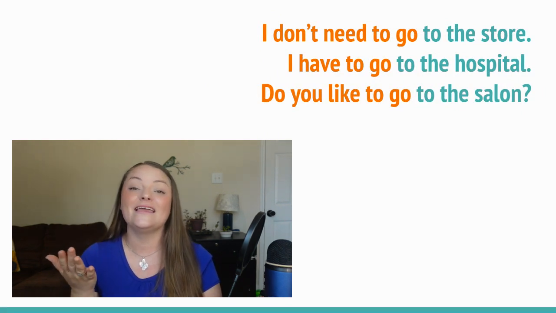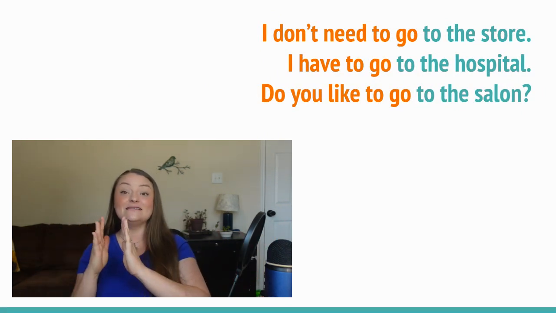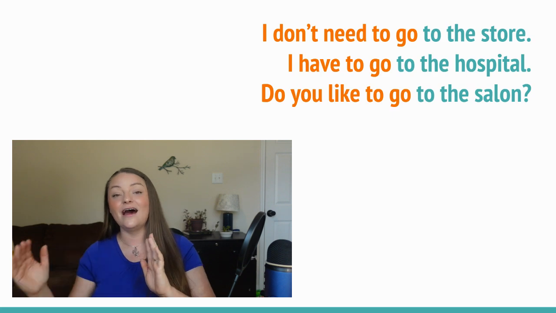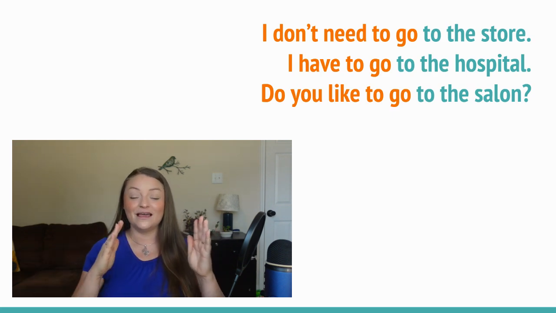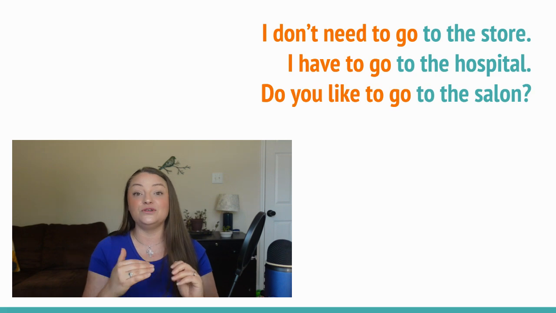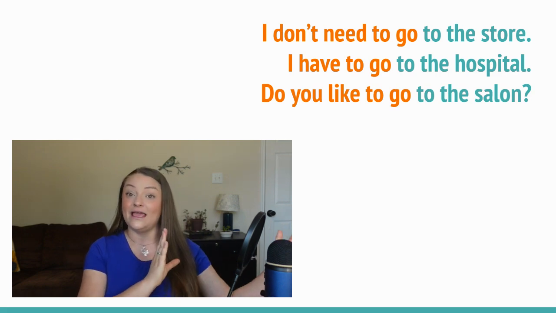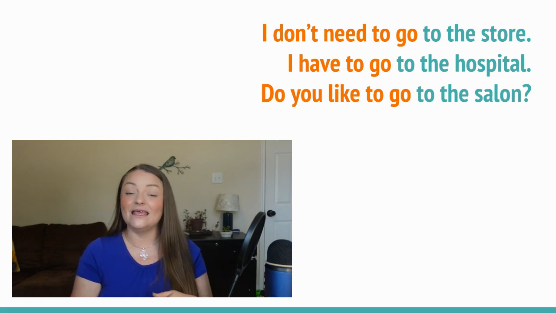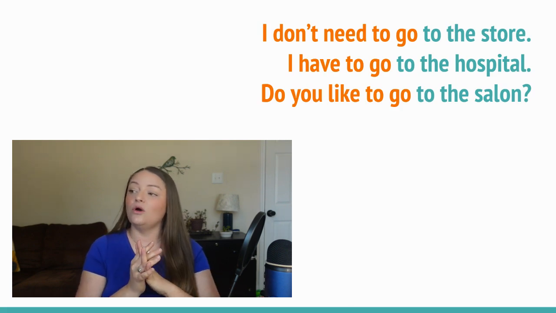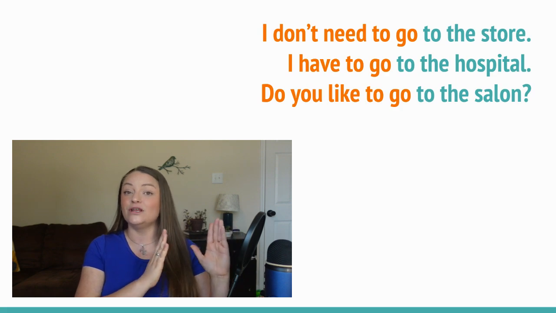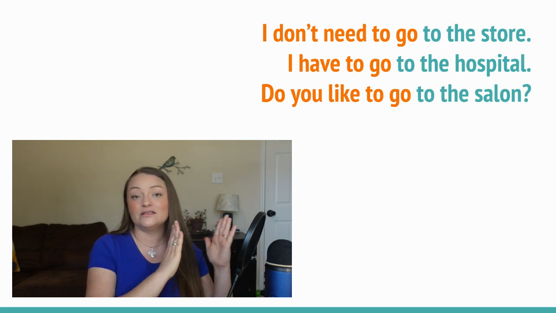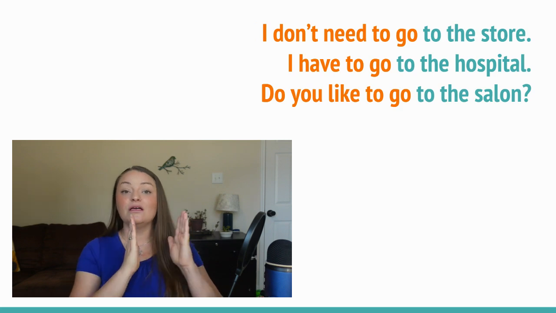Okay, we're adding a new section. So our sentence is getting longer and longer. Okay, so we have, I like, I need, and then a verb. Today we're going to talk about to go, only to go. So I have to go, and then a place. So we learned places in another lesson, I believe lesson 9. So when you use a place, we're going to say to the place. So to the store. To the hospital.